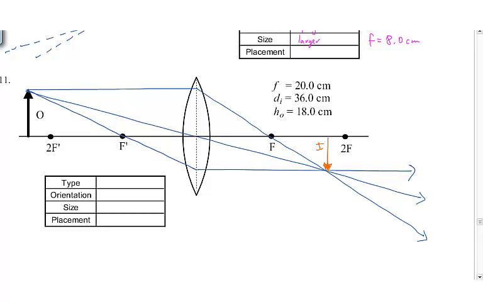Again, notice you only need 2 of the light rays to be satisfied, but in this case you can use all 3. The type of image would be real as those light rays are converging. The orientation is inverted compared to the object, and the size is a little bit smaller. If you want to calculate those values, you'll find the distance to the object is 45 centimeters, and the height of the image is negative 14.4 centimeters. Again, that negative tells you that it's pointing upside down, or is inverted.